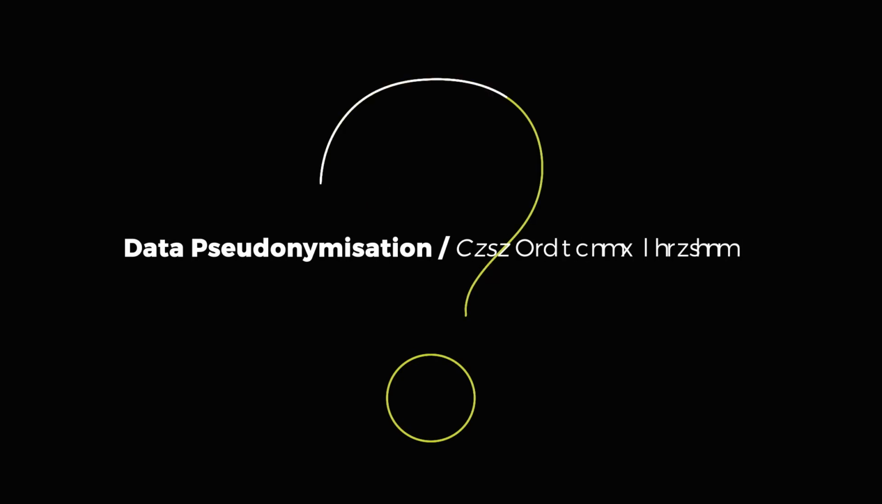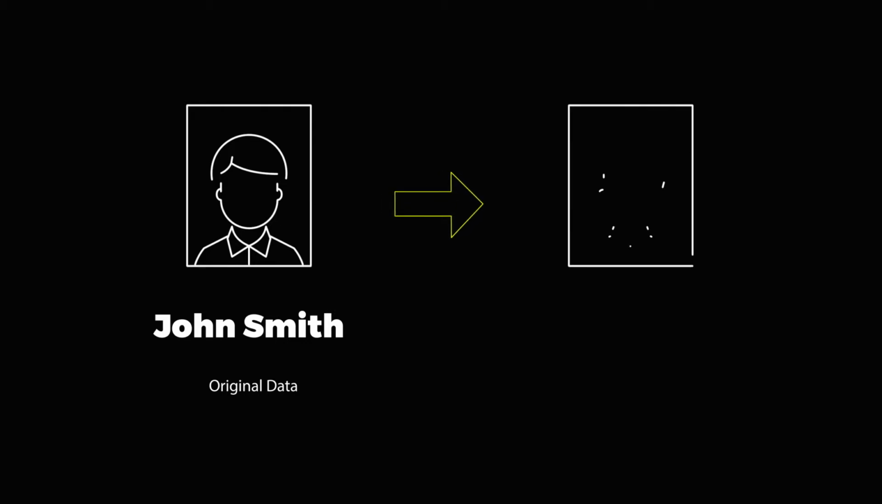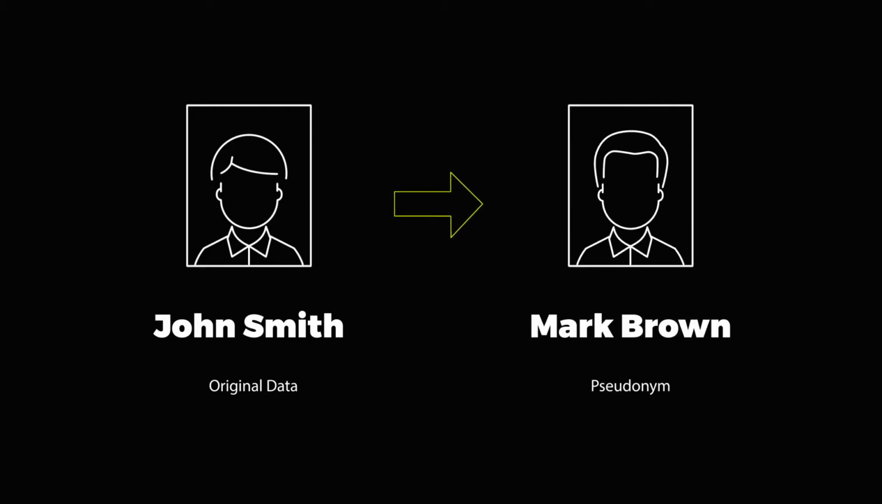Data pseudonymization is a process in which personal identifiers are replaced with pseudonyms and is a safeguard that is strongly encouraged under GDPR. Pseudonymization enables organizations to keep a dataset as close to the original content as possible, whilst protecting the anonymity of the data subject.